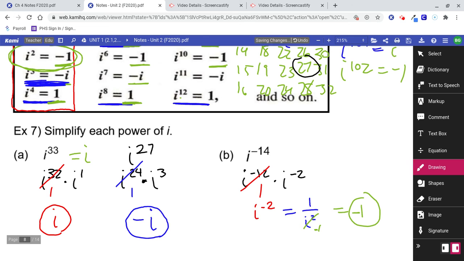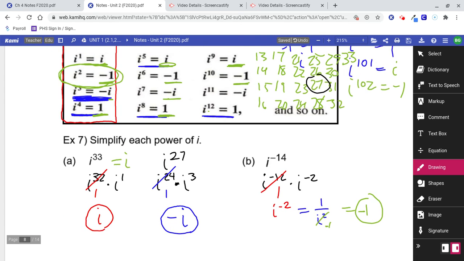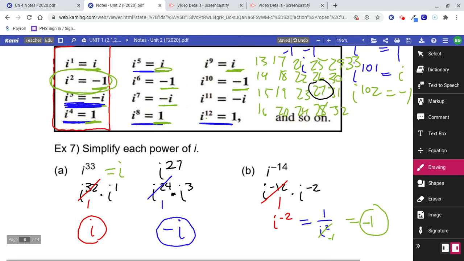Pretty big mistake. A couple of things to memorize here. i to the 2nd power is negative 1. i to the 4th power is positive 1. We're looking for multiples of 4.